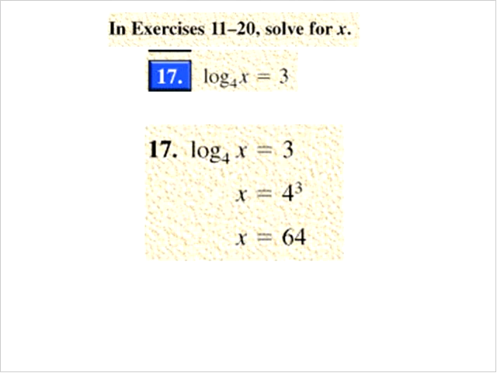For the second one, let's change that from logarithmic form to exponential form. That would be 4 to the third power equals x. And 4 cubed, which is 4 times 4 times 4, is 64.